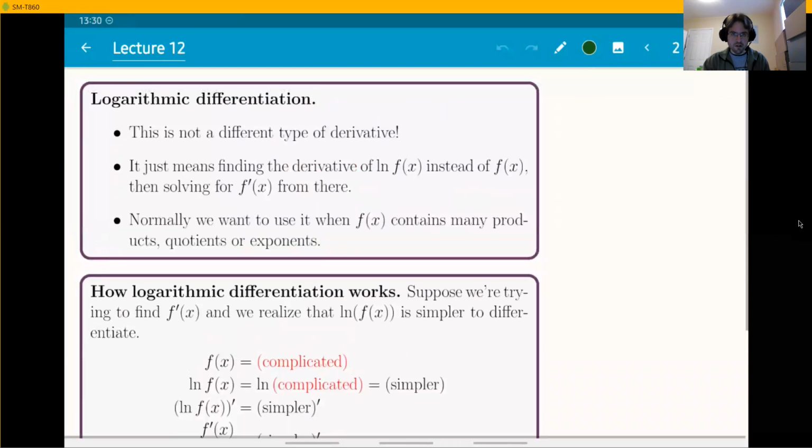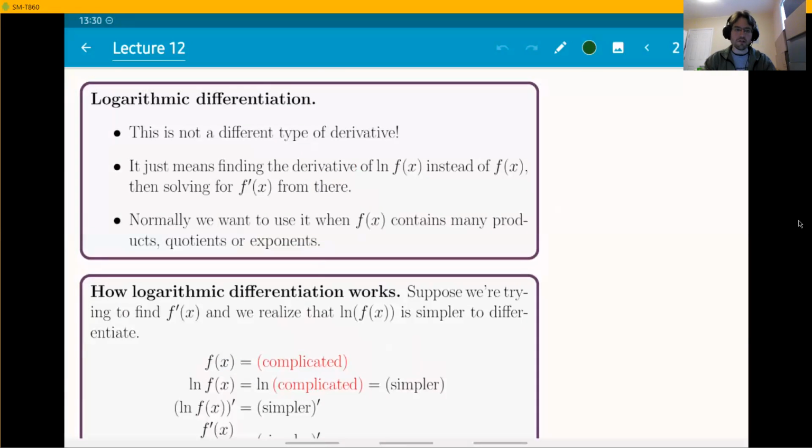So what is the idea here? Logarithmic differentiation. This is not a different type of derivative. What this means is that you actually find the derivative of ln of a function instead of the function itself, and you can use that to then find f prime. And why? Why are we doing that?